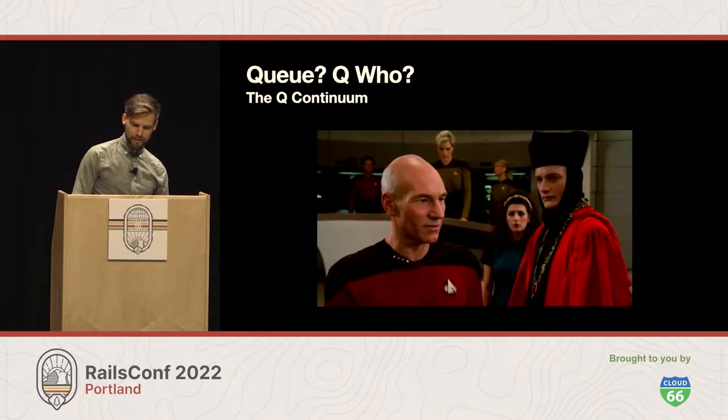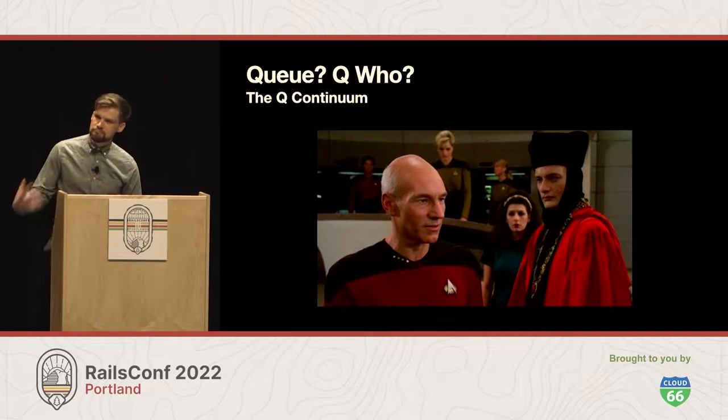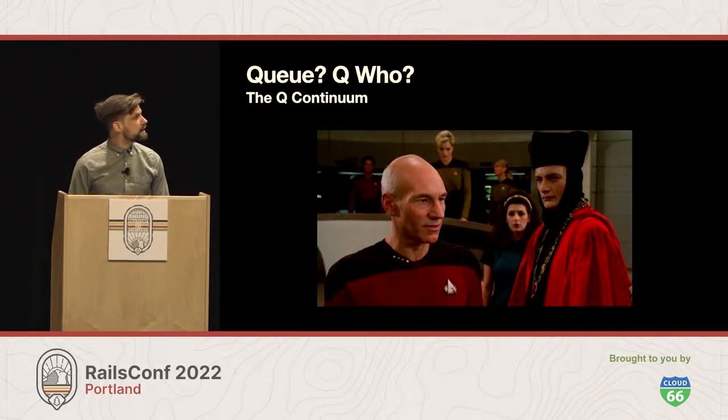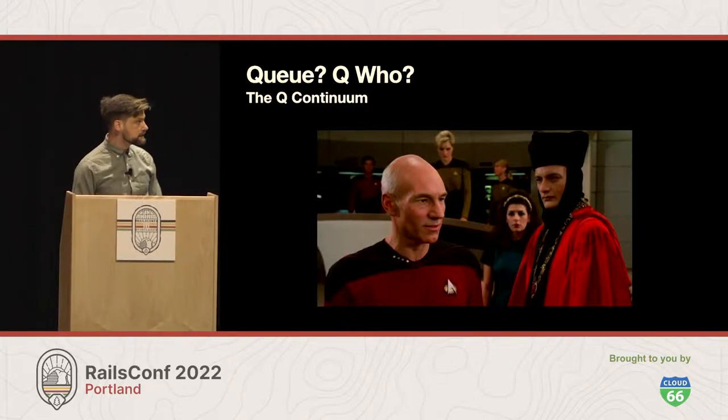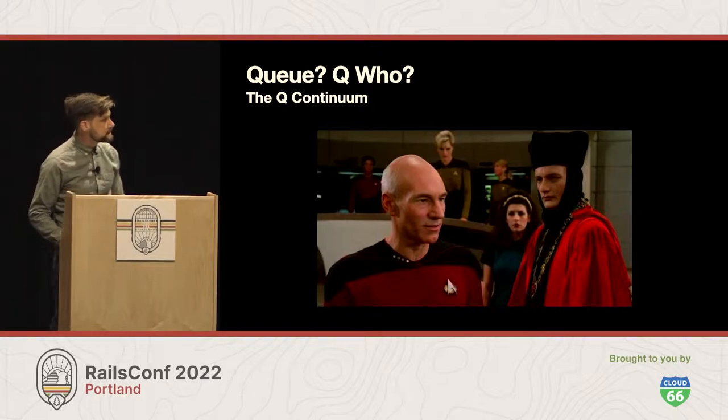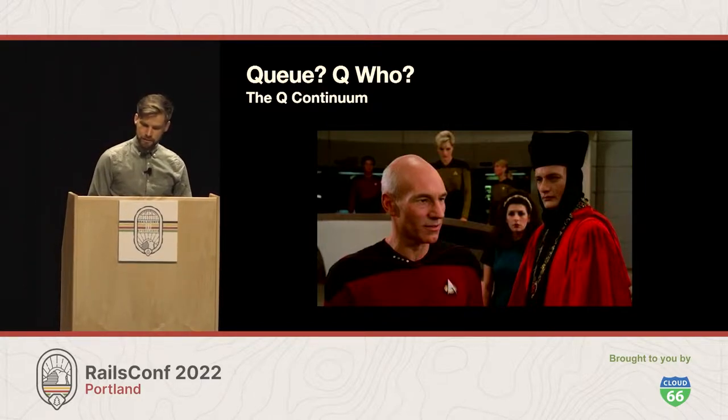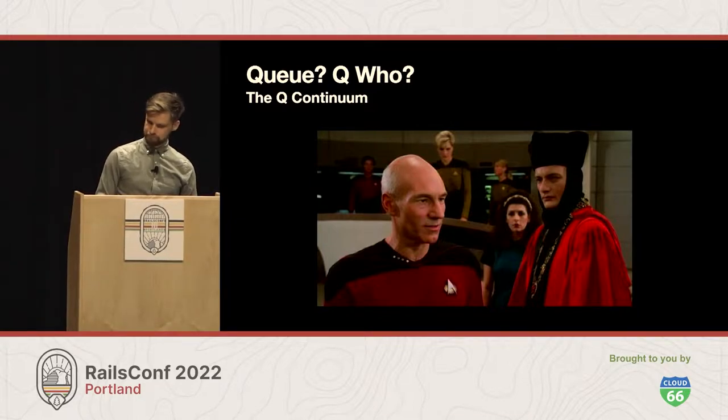So the Q are an extra-dimensional being and society that are introduced to us in TNG. At the beginning of the series, Q is challenging Picard and giving him a run for his money in terms of whether he thinks humans should be exploring the galaxy. The Q are able to manipulate time and space, and they are known as the Q Continuum. The place they're from is the Q Continuum.